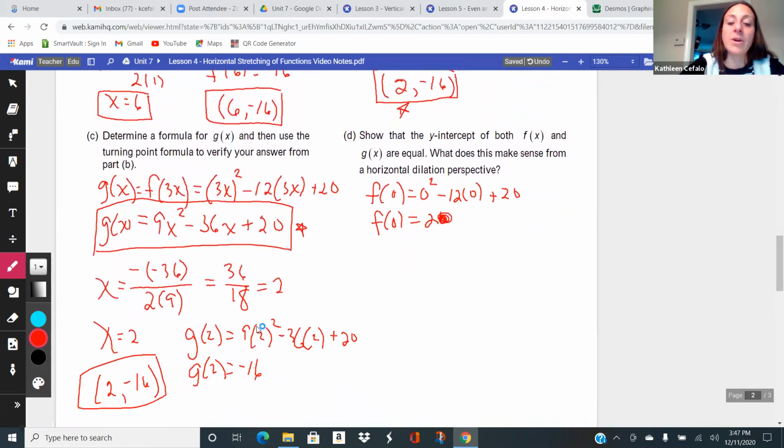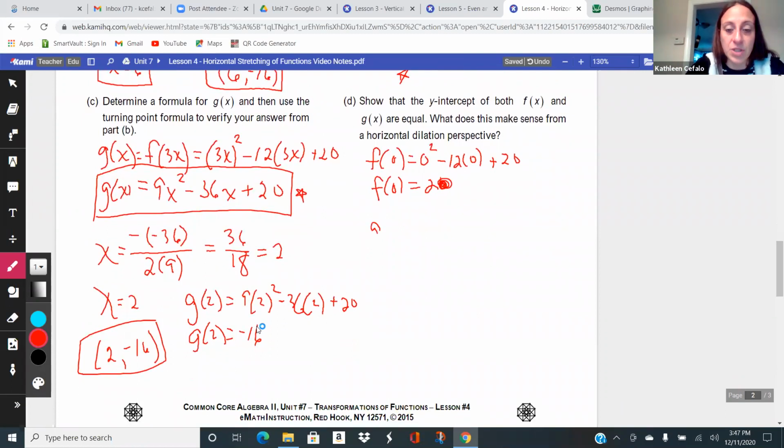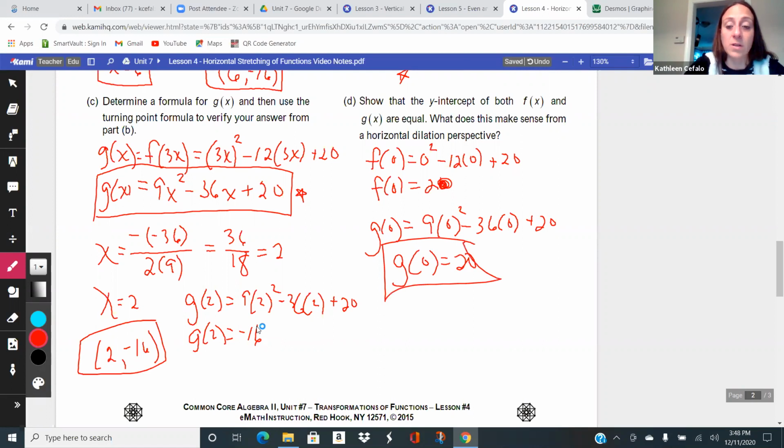Okay, and now we're going to do it again for g of x. So g of 0. Again, I'm plugging it into the formula that we found in part C. So I have 9 times 0 squared minus 36 times 0 plus 20. So I have 0 minus 0 plus 20. So again, g of 0 is equal to 20. So they are in fact equal, right? I got 20 for both of them.